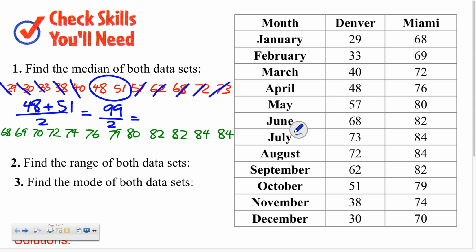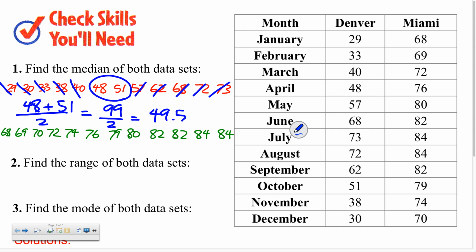49.5. Well, hold on. 99 is almost 100, right? Yes. What's half of 100? 50. 50, right? But it's one less than that, right? So what's it going to be? 49 and 5/10. Isn't 49.5 plus 49.5 going to be 99, right? So let's go ahead and do that for the one next to it.